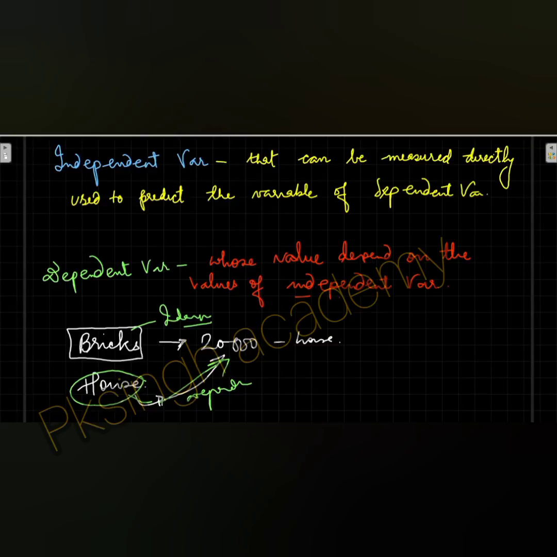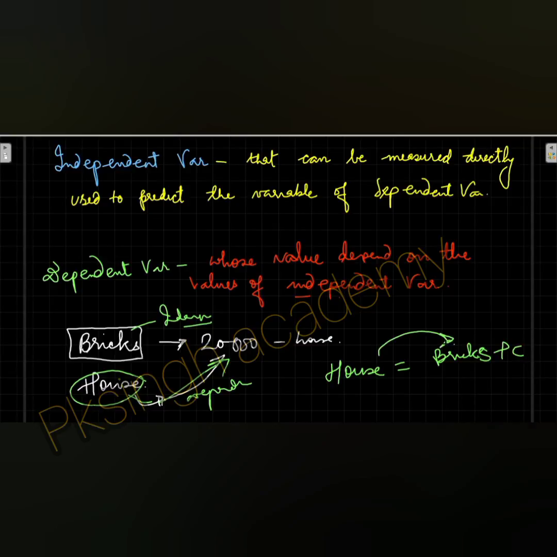Now what will be the equation here? House, we are taking out the value of house. The house is equal to, we can say, bricks plus C, means it is depending on the bricks. It's not the mathematical equation. I'm just making you understand what is dependent and independent variable, so just take it easy. So this house is depending on the bricks. So here bricks is independent and house is dependent. Clear? Now we'll come back to the definition.